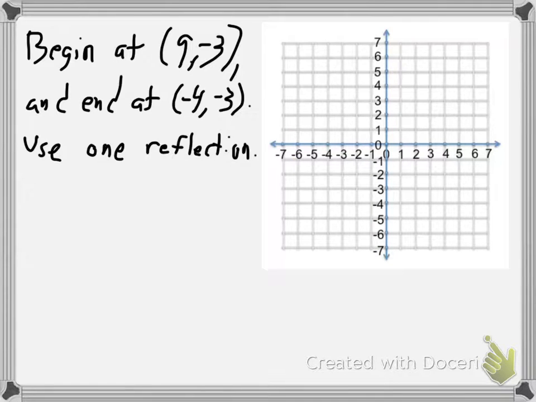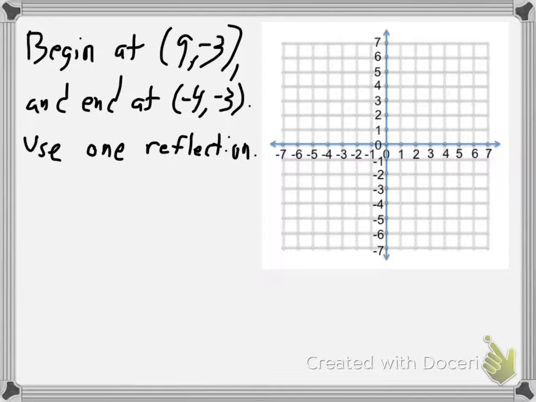Okay, for my next example, I'm going to essentially do the opposite. So this tells me to begin at 9, -3 and end at -4, -3, and I'm to use one reflection. So what I need to do is come up with the sequence, or decide how I'm actually going to do that.